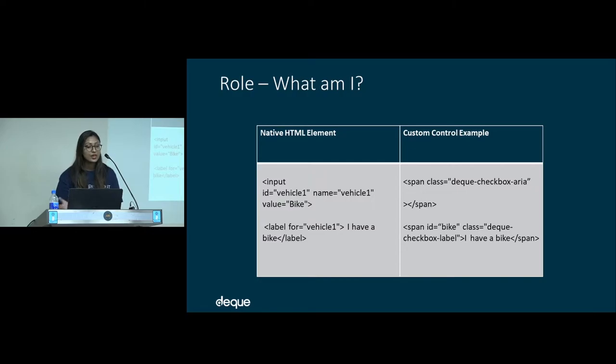So we have two parallel examples here. On the left side, if I add type checkbox, this will become a checkbox. If I want to mimic the same thing and create a custom checkbox, then I'll add role of checkbox. So now the screen reader will identify this element as a checkbox. Usually, spans and divs are considered semantically neutral, which means they don't have any role. And of course, they are not actionable elements. So we have to make a lot of changes to make it accessibility compliant.